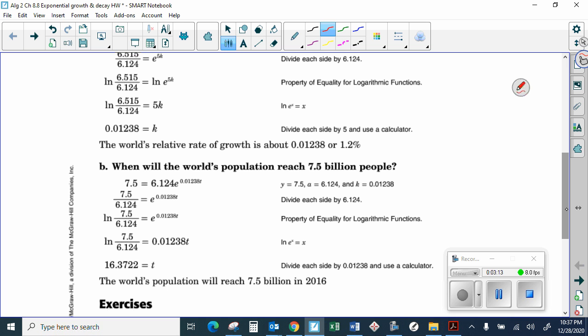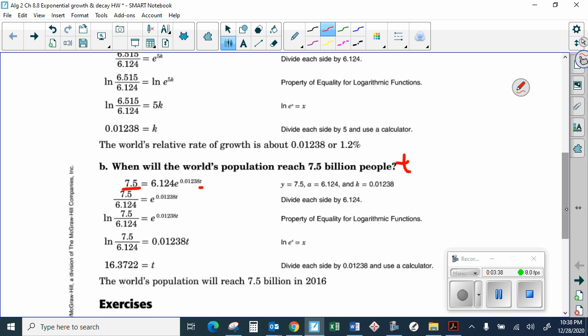When will the world's population reach 7.5 billion people? So when is the time? So that means we're going to be solving for t. Okay, we knew the initial value. We just calculated what the rate of growth is right there, 0.01238, and we want to know when it's going to be 7.5 billion. So now we're solving for t again, but it's in the exponent.